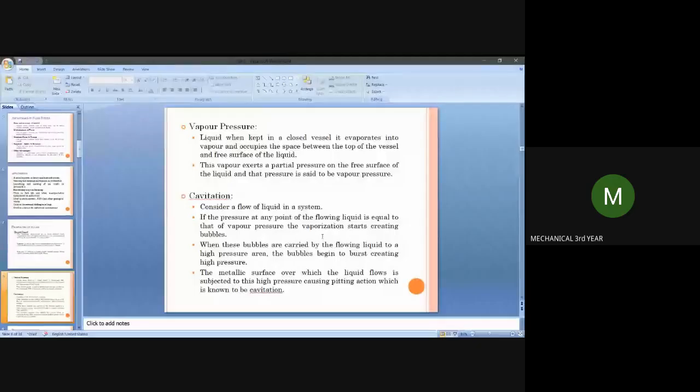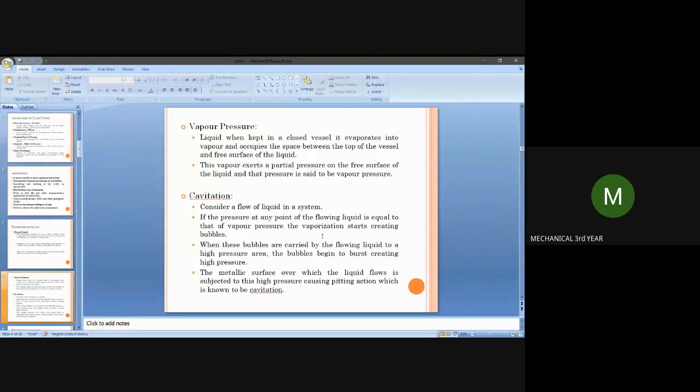Vacuum pressure, I said. I'm sorry, it is vapor pressure. Okay. So the next thing is, I'll just explain you once again. So liquid when kept in a closed container. So you are placing a liquid in a closed container so that there is no possibility for the liquid and also gas to escape. Okay, it evaporates into vapor.